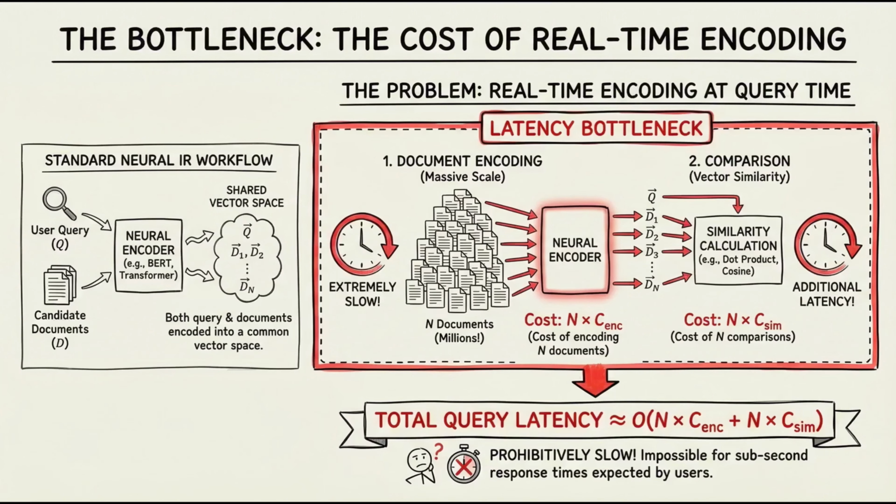Think about the math. If you have millions of documents, the time it takes to process the collection is equal to the number of documents multiplied by the cost of encoding each one, plus the cost of those millions of similarity comparisons. When your collection reaches millions of items, this approach becomes incredibly slow. It's simply impossible to achieve the sub-second response times that users expect today. That is exactly why we move these heavy computations offline, turning a real-time bottleneck into a manageable, pre-computed search experience.